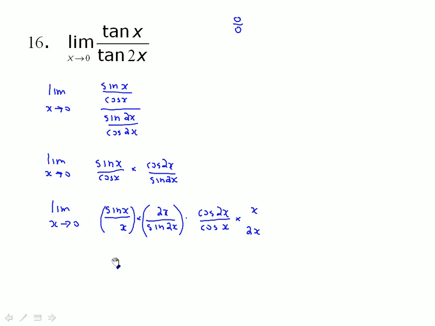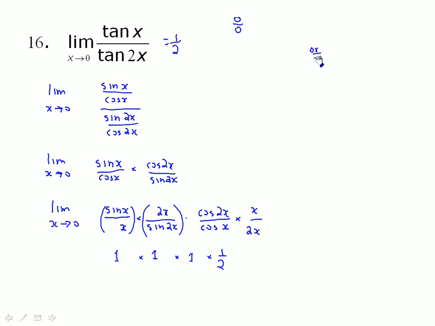And then when all is said and done, this is 1, this is 1, and then the cosine of 2x is the cosine of 0 over the cosine of 0. Now the cosine of 0, remember, is 1. So this turns into 1, and then the x's cancel, and we're left with 1/2. So this whole thing is equal to 1/2. But that's quite a bit of work.